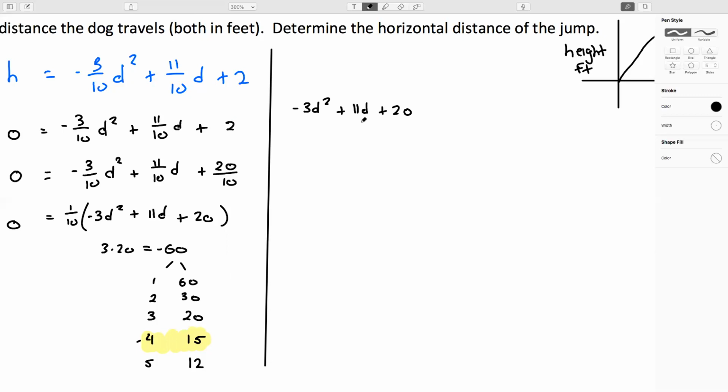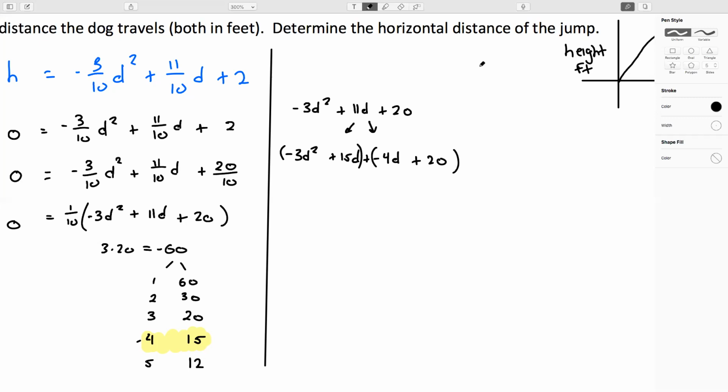I'm going to split the 11d into 15 minus 4. So minus 3d squared plus 15d minus 4d plus 20. So I'm going to draw in my brackets. And technically, there is a plus sign between them. I'm seeing a lot of students putting a dot, like a multiplication, but these are being added. So now we need to factor things out to try to make the brackets equal the same thing.